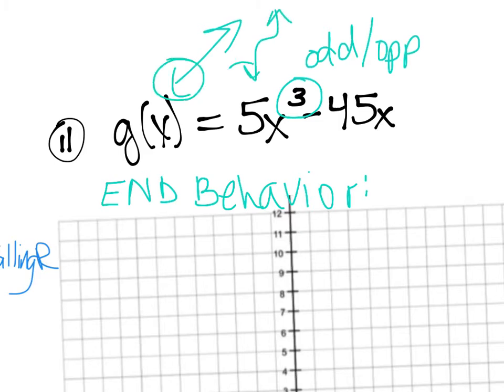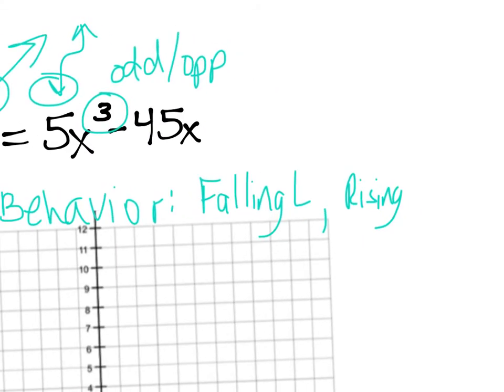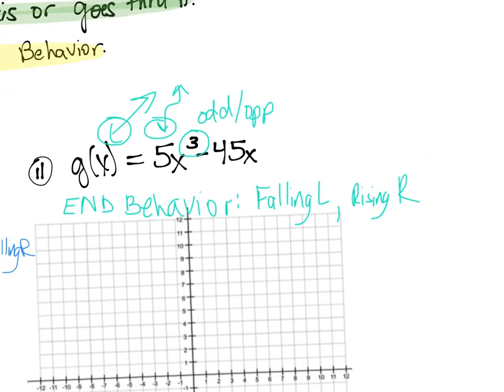What's happening on the left-hand side? It's falling on the left-hand side, and rising on the right-hand side. Now you can tell me rising right, falling left, but just make sure you have the directions correct. Okay, so now we have that.